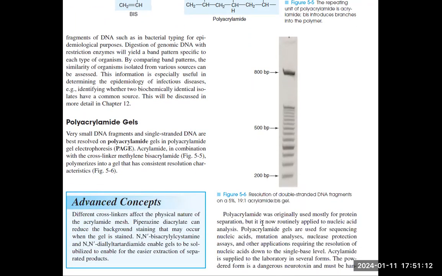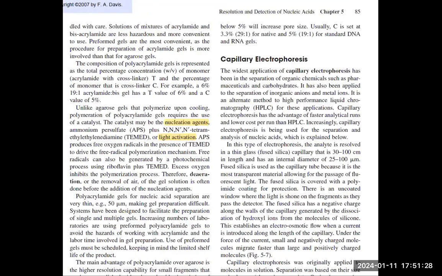Polyacrylamide was originally used for protein separation, but it can also be used for nucleic acid sequencing, mutation analysis, and nuclease protection, and we'll be having a separate discussion for this during P2. So let's proceed.